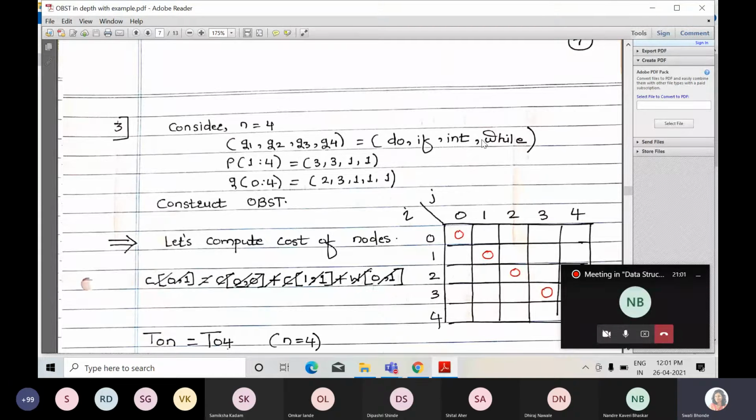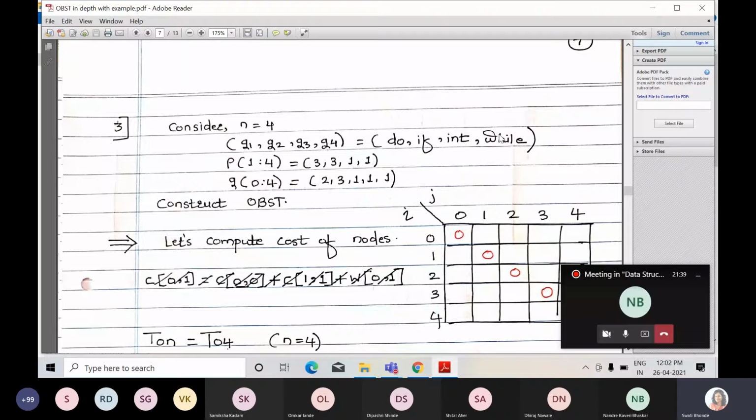We have a problem with what? Who should be the root: whether int should be root, if should be root, while should be root, or do should be root. Then if I arrange if on the left side of do, whether it will give me less cost of searching. Where should while be arranged? So we are bothered about the arrangement of different nodes in a tree such that the searching time required will be very less. That is our basic focus in OBST. I hope you understand this, that we need to work on construction of a tree for these 4 keywords.